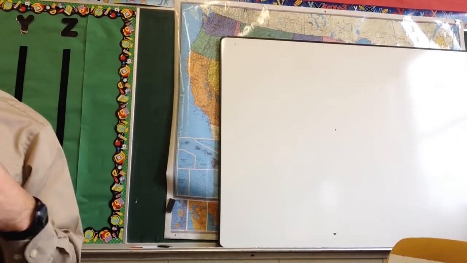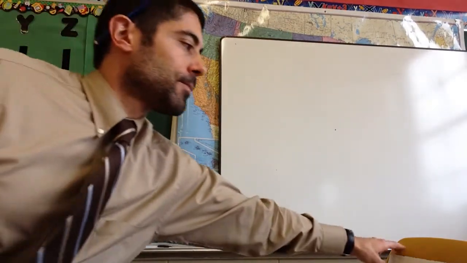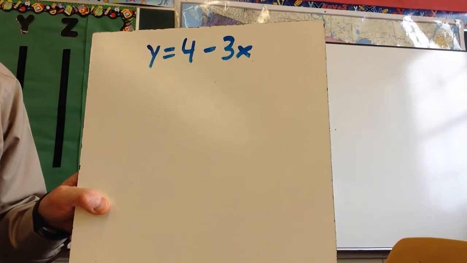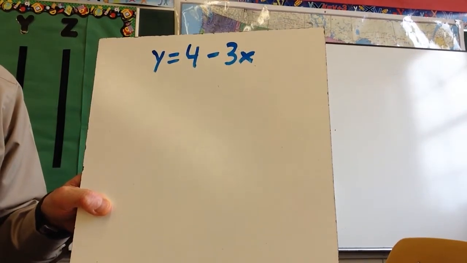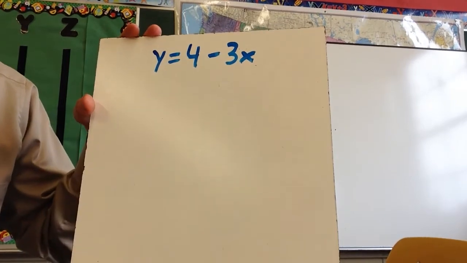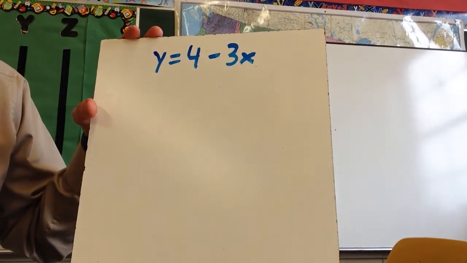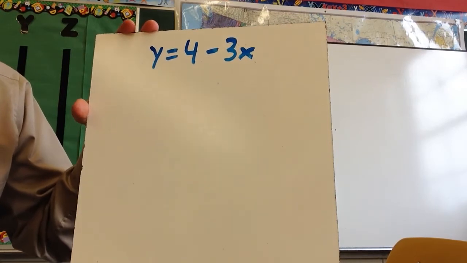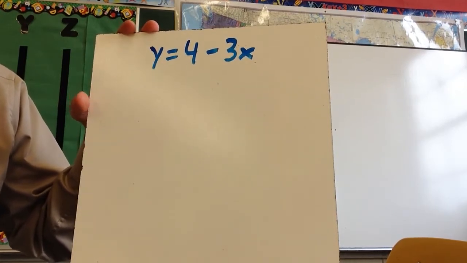So let's take a look at one possible equation. y equals 4 minus 3x. And so the question is, is this a linear equation? And what we need to do is get this into the proper form. So we need to get the x and the y on the same side. They'll be on the left side. And the numbers that are standing alone are going to go on the right side.